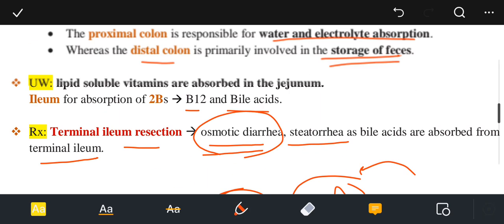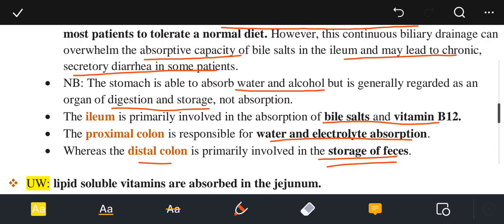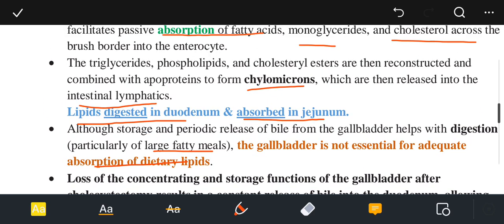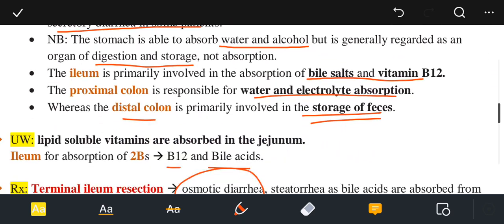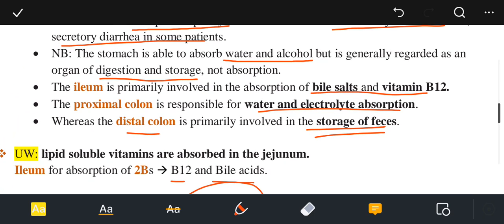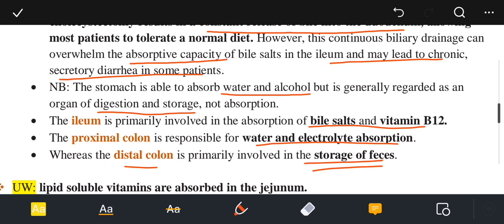I have no idea how that is causing the secretory diarrhea as mentioned over here. It would definitely be the right thing, that is why they have mentioned it here, but I don't know how it is causing secretory diarrhea in the first place. Where is it written? Secretory diarrhea, proximal colon, ileum, yes. Yeah, there is secretory diarrhea. So they are saying that excessive secretion of the bile into the lumen can cause secretory diarrhea in some patients for some reason. I don't know.